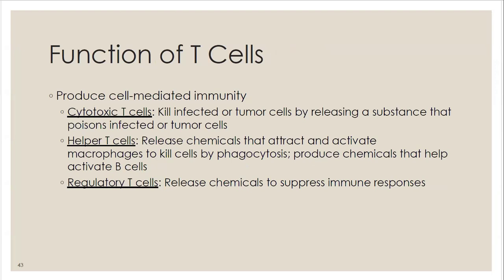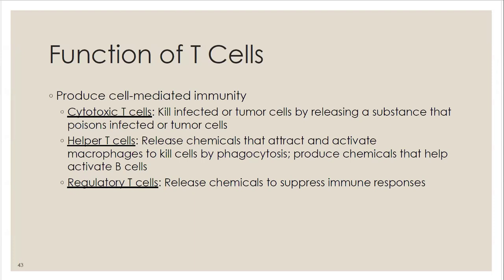T cells are central to the immune system's ability to combat infections and abnormal cells, and they play a key role in cell-mediated immunity. So we have cytotoxic T cells, which are killer T cells, and these cells directly attack and kill infected or tumor cells. They also release toxic substances such as perforins and granzymes, which poison and destroy the targeted cells.